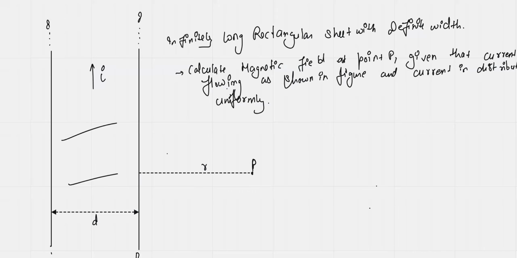Sir, is it mu naught I by 2 pi into 1 by r plus 1 by r plus t? Okay, fine. We'll solve it. I don't have the solution for this one, so I'll just solve it and we'll see if the answer matches.